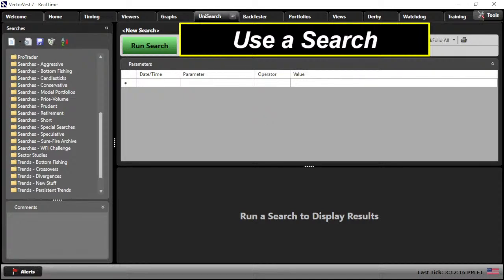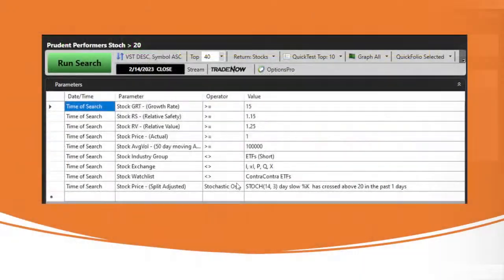My preferred method is to use a scan, okay? And this is just an example. I want you guys to understand the concept first so that you can take any scan, any VectorVest search in the program that finds fundamentally sound companies and apply technical analysis to it.